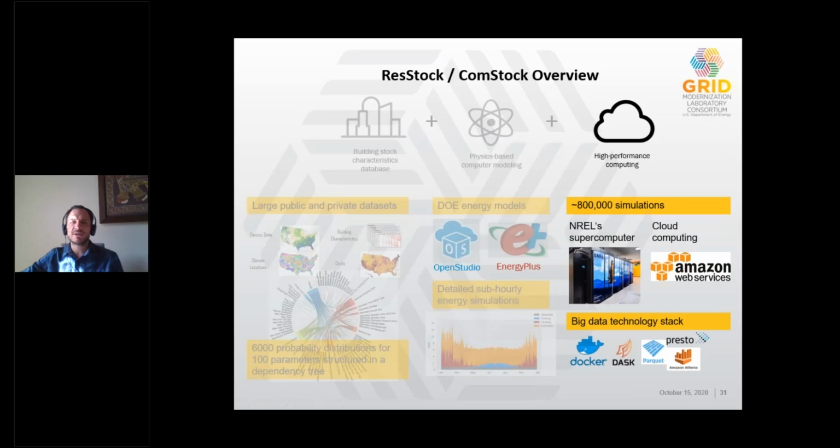And all this granularity and detail requires significant computational power. To model the full residential and commercial stock requires about 800,000 annual energy simulations. To facilitate this, ResStock and ComStock are designed to leverage supercomputing resources, including Amazon Web Services, and are built around a big data technology stack. Next slide.